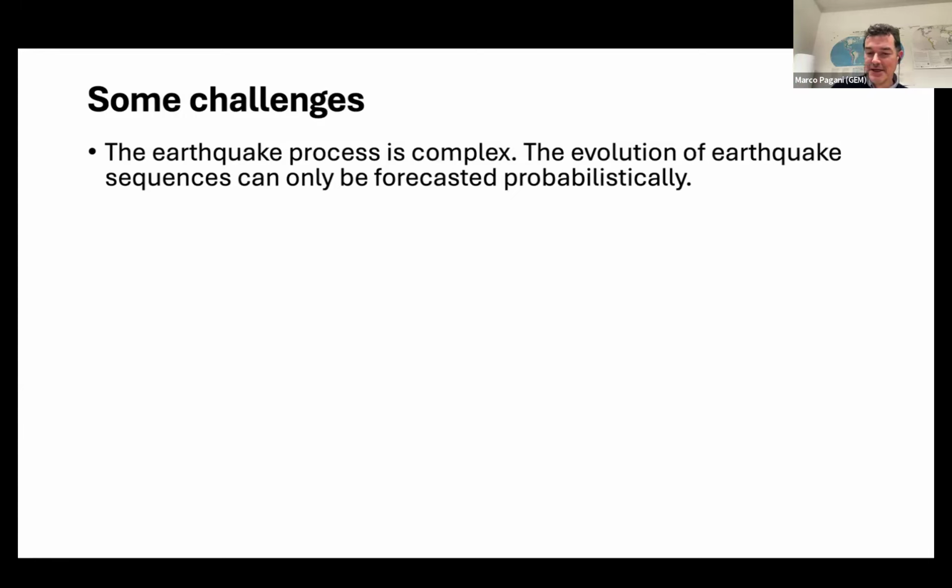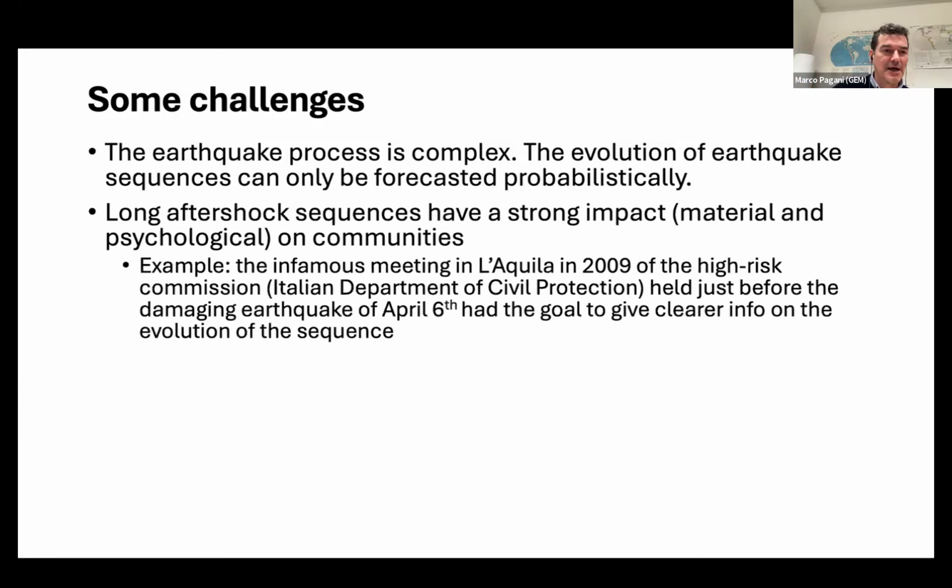So challenges in general that I see in both cases: the earthquake process is complex and the evolution of the earthquake sequences can only be forecasted probabilistically. Long aftershock sequences have a strong impact, material and psychological, on communities. And in some cases, there is a sort of demand for sending reassuring messages. But again, this must be done in an extremely careful way because it might give the impression that risk is actually decreasing or is low, which might not be the case when you are in the middle of a sequence of earthquakes.